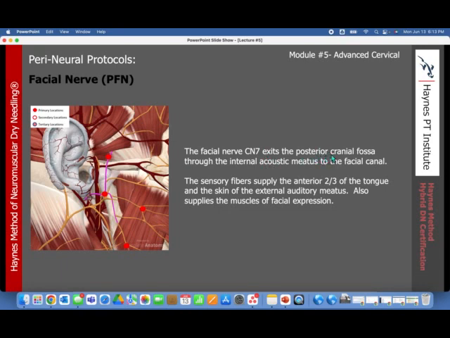It exits the posterior cranial fossa through the internal acoustic meatus to the facial canal, right here. It's highlighted. All of these nerves are highlighted in pink, so you can see it exiting right here. Sensory fibers here supply the anterior 2/3 of the tongue and the skin of the external auditory meatus, and it also supplies the muscles of facial expression.